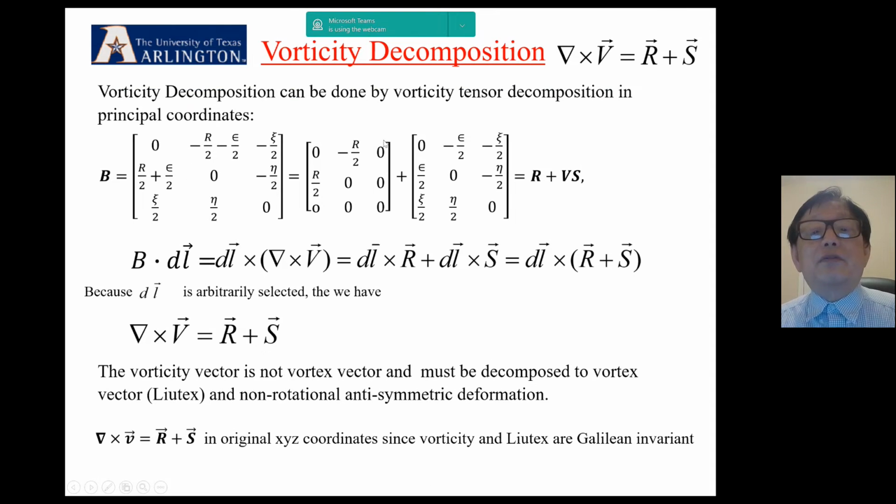Here we need to emphasize that the vorticity should be decomposed into R and S. R is rotation. S is non-rotating shear. That can be easily obtained. Also, this decomposition is not related to the coordinates. It is Galilean invariant in any coordinates. Vorticity should be decomposed into Liutex and shear, what we call the vorticity R-S decomposition.